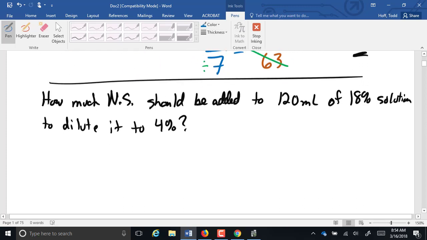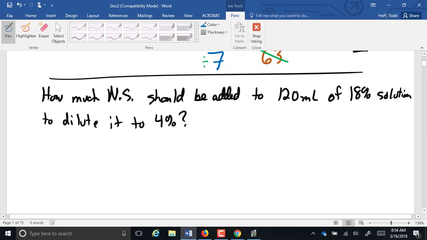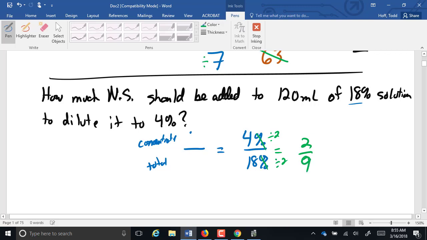Well, we need to find the dilution. Remember, the dilution ratio is equal to the ratio of percents. So whatever our dilution is, the concentrate over the total has got to equal the lower percent, the 4%, over the larger percent, the 18%. If I reduce that ratio of percents, the percent cancels out, 4 over 18, both divided by 2, gives me 2 over 9. So we're looking for a 2 in 9 dilution.